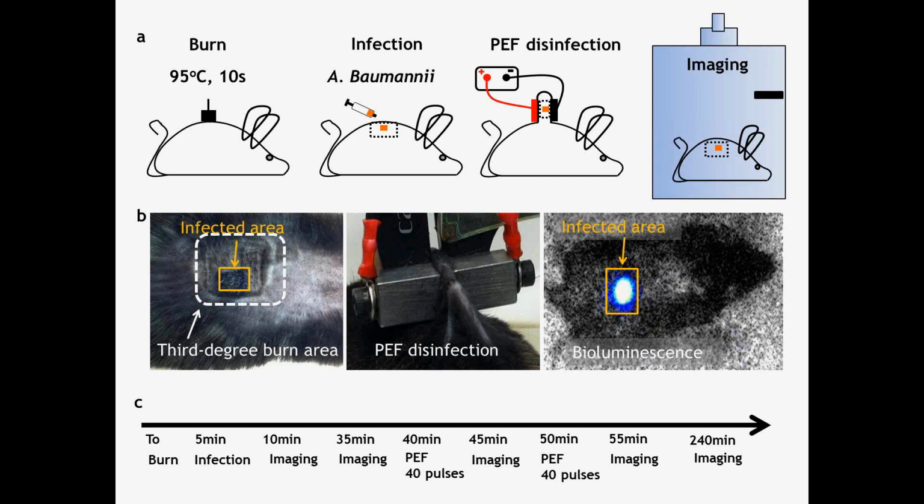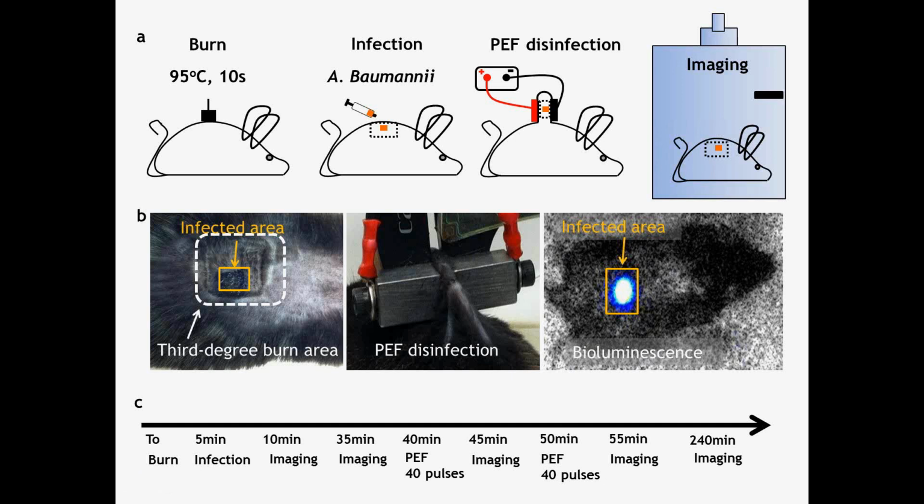Now the whole experiment design appears on exhibit C here. So at time 0 we induced the burn in the mice. 5 minutes after, we left it for 5 minutes to cool. We infected the burn with bioluminescent Acinetobacter baumannii. So to show that there is a real infection, we made the imaging 10 minutes after the burn, and then we left it for 30 minutes.